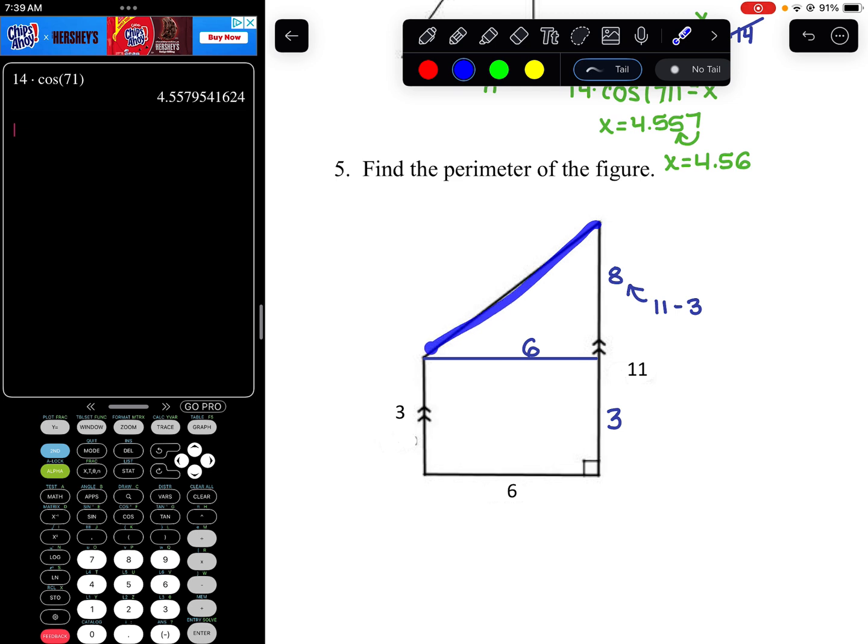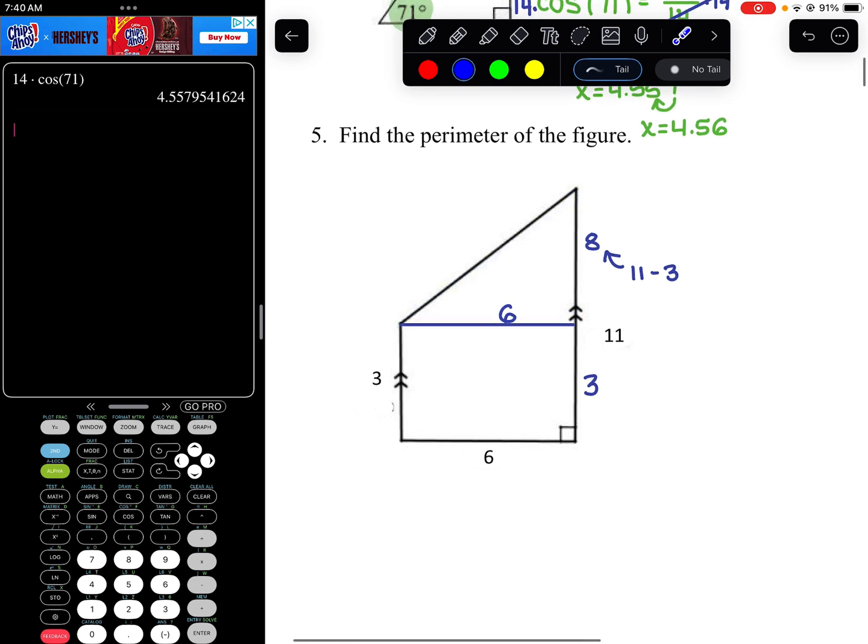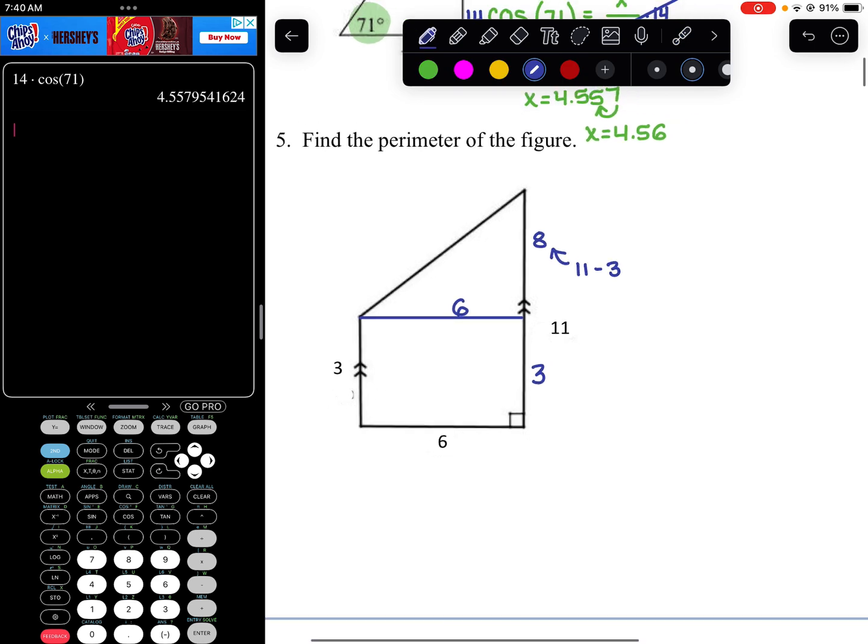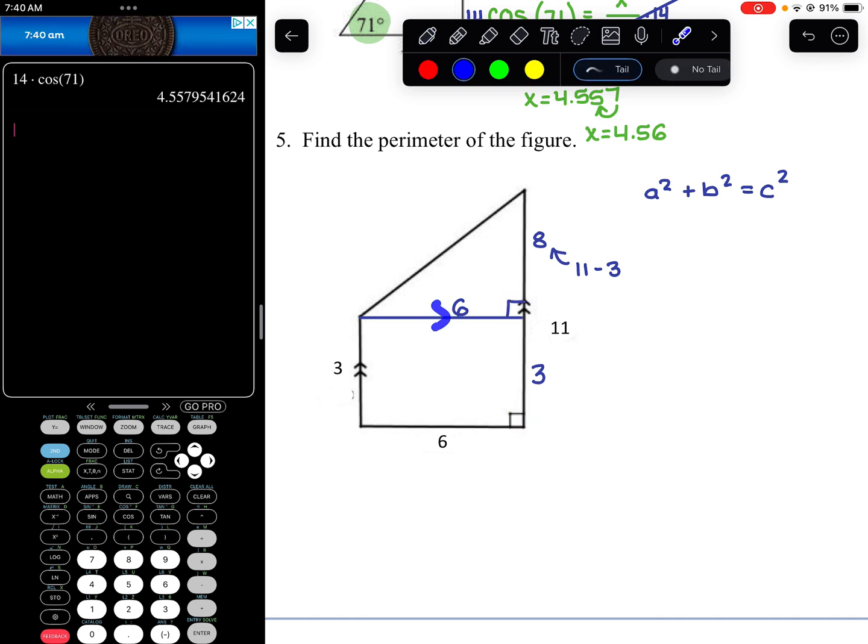So how can we get this 3rd side? Well, I have now made myself a right triangle. Remember, you can solve for a missing side in a right triangle if you're given 2 of them by using the good old Pythagorean theorem. A squared plus b squared equals c squared. You have a right angle down here. I'm going to redraw that right angle up here because I have parallel lines.